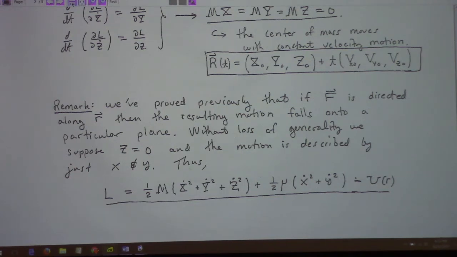So we've proved previously that, and this, I guess we haven't proved this, but where I usually give this talk, it's been proved. If the force is directed along the radius, then the resulting motion falls onto a particular plane. So without loss of generality, we can put z equals 0 in the relative coordinate system. And so the motion is described by just x and y.